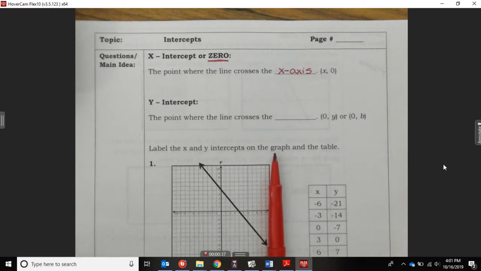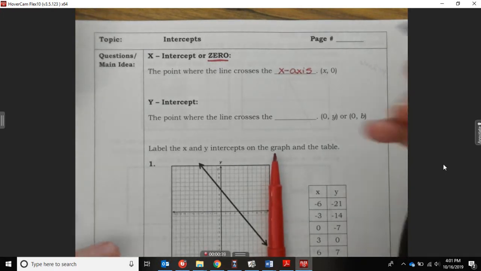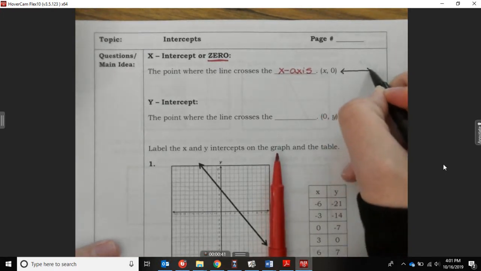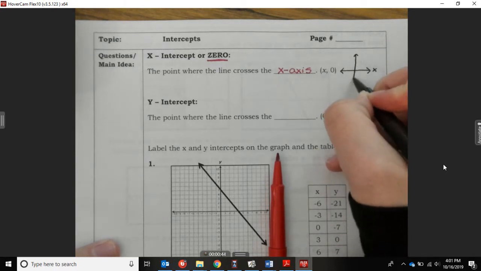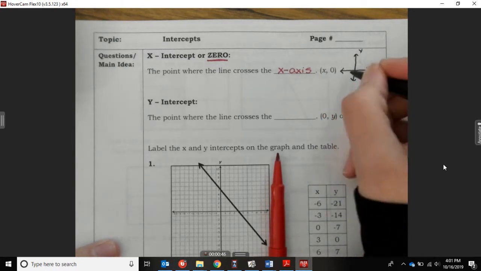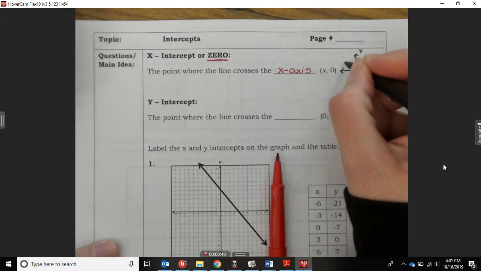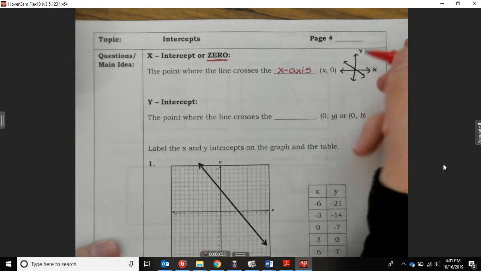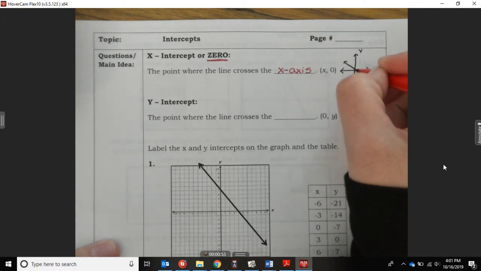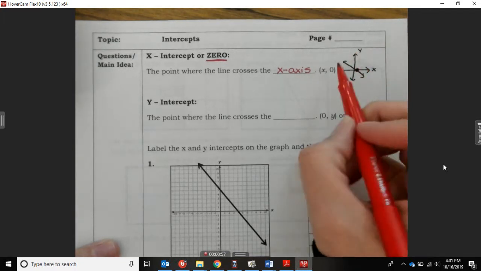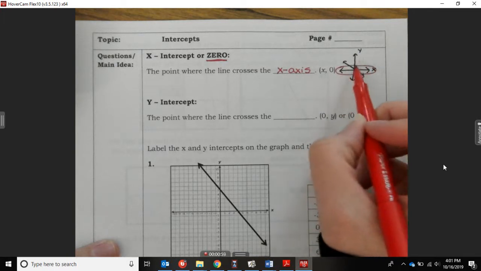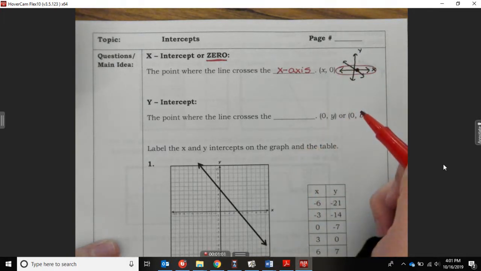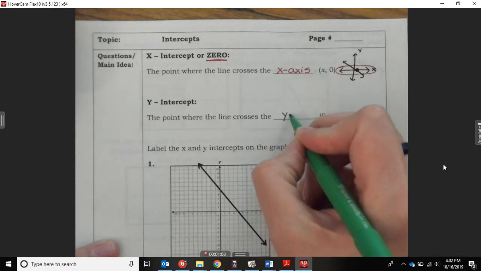So if I were to just sketch this out, and I were to draw an x and y axis, and then I had a line, so here's my graph, my x-intercept, or my 0, is where the line crosses the x-axis. So it's where it crosses the x-axis. Okay. The y-intercept is the point where the line crosses the y-axis.